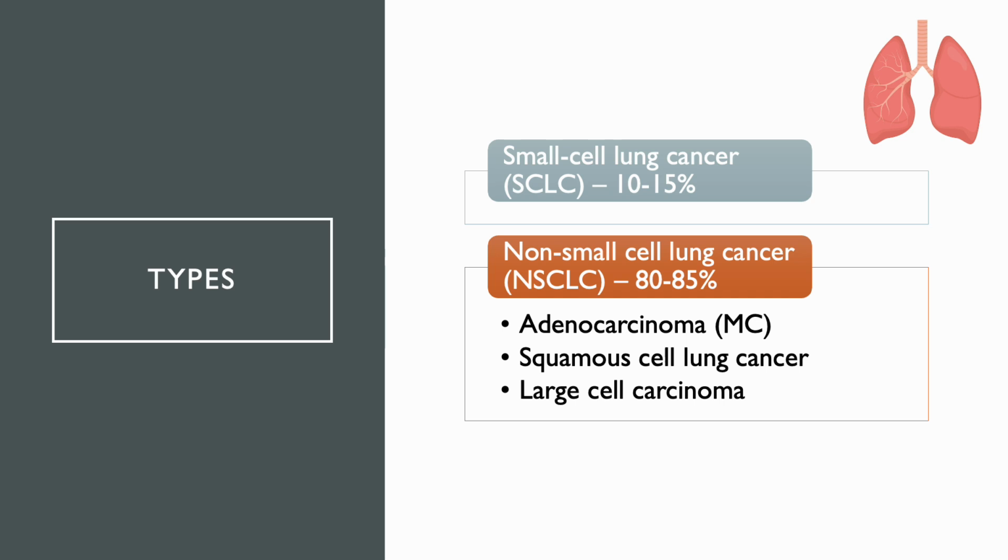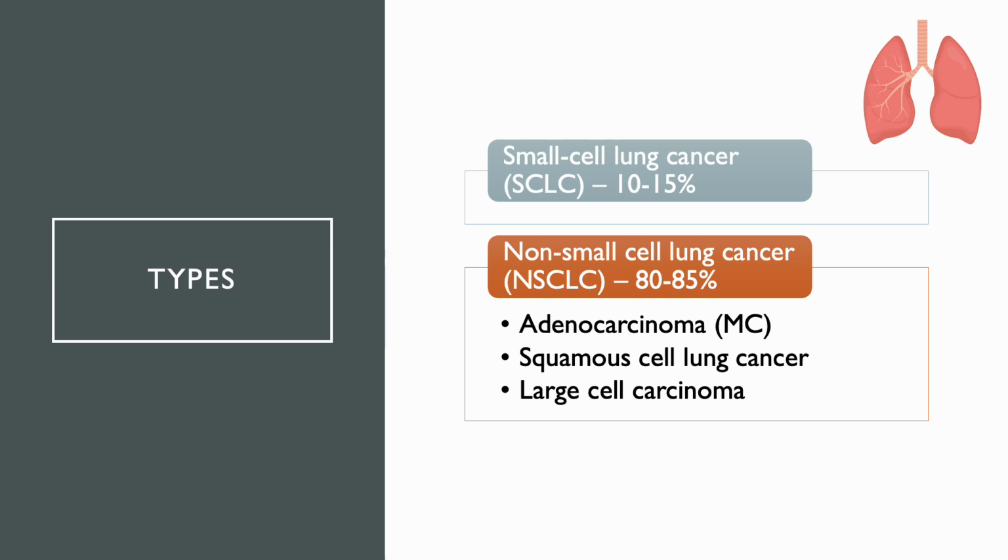Adenocarcinoma, like I said, is the most common type of non-small cell lung cancer, and it's usually located in the periphery of the lungs, and it's most commonly associated with women and non-smokers. Whereas squamous cell lung cancer is usually located centrally in the lungs, and it's also associated with hyperparathyroidism, which can lead to hypercalcemia.